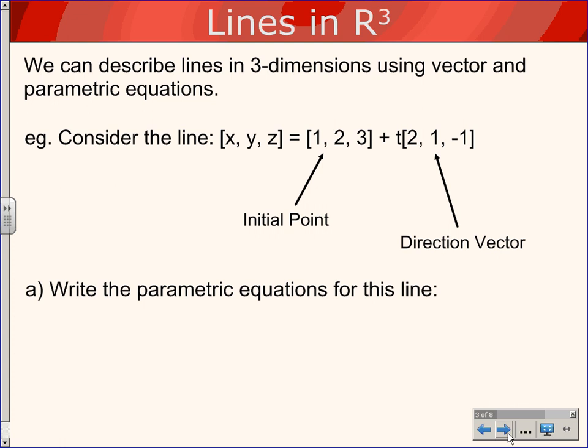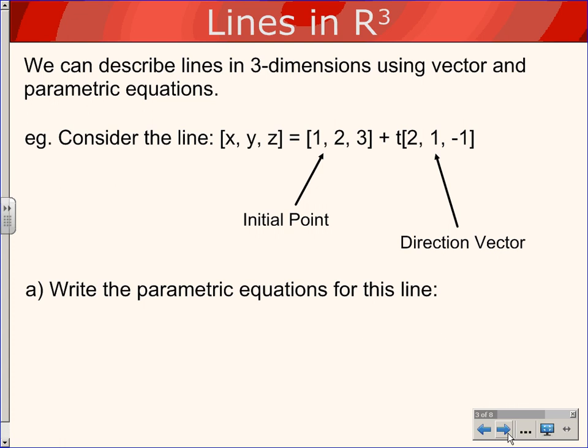To start off, the basic idea doesn't change much, and I sort of hinted at it at the end of the lesson last time. If we want to add in a 3rd dimension, all we're doing is adding in a 3rd component. So here's a line. It's a vector equation of a line. We still have an initial point, and we still have a direction vector.